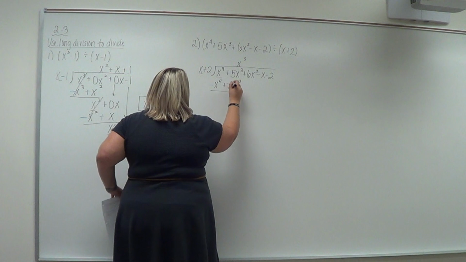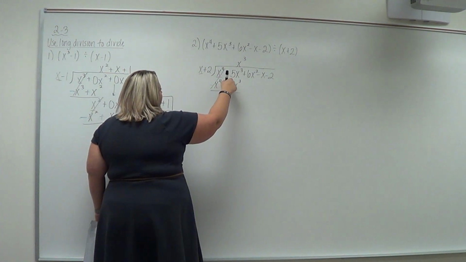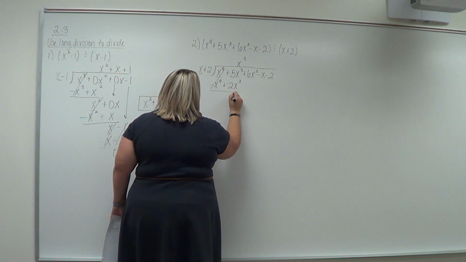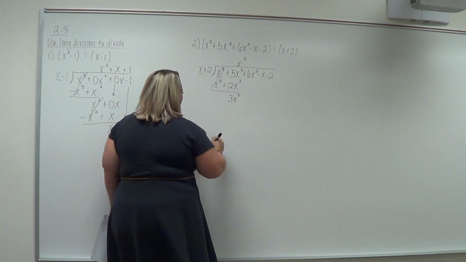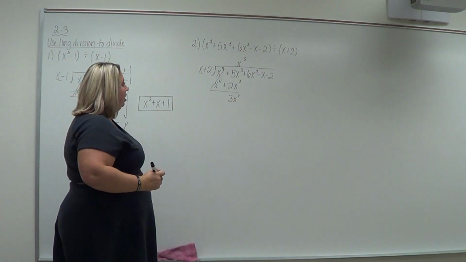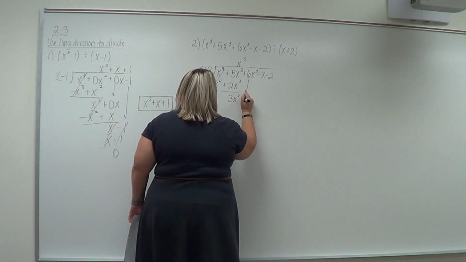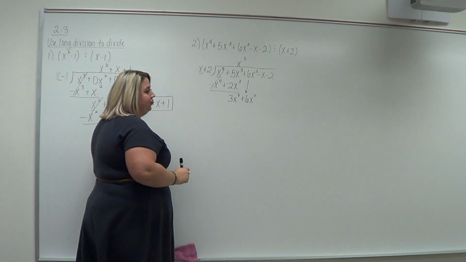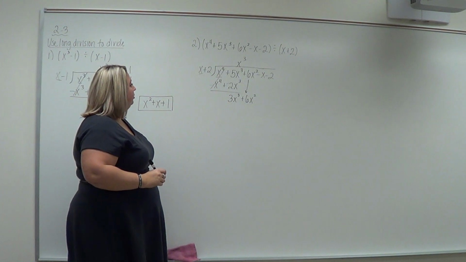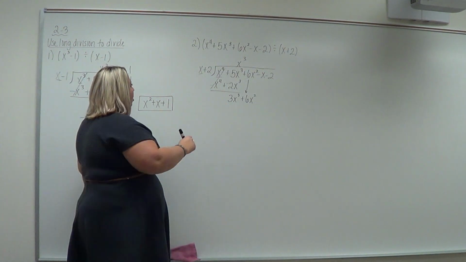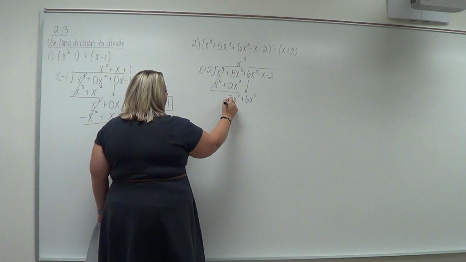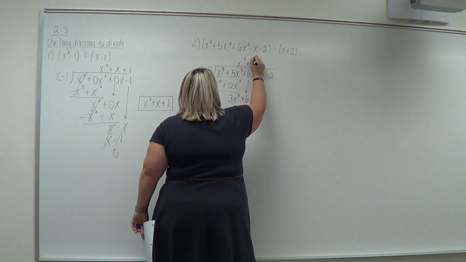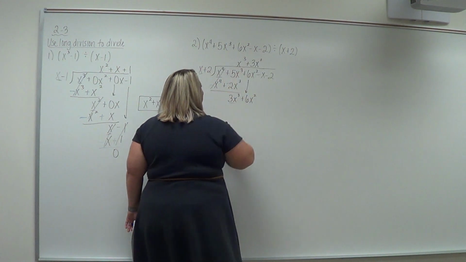X to the 4's cancel. 5x cubed minus 2x cubed would be 3x cubed. And we bring down, since we canceled one part, we bring down one part. And we start over. So what times x will give me 3x cubed? 3x squared, good. So I have a 3x squared on top.